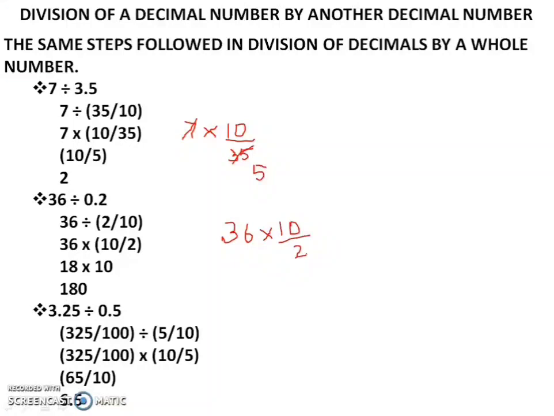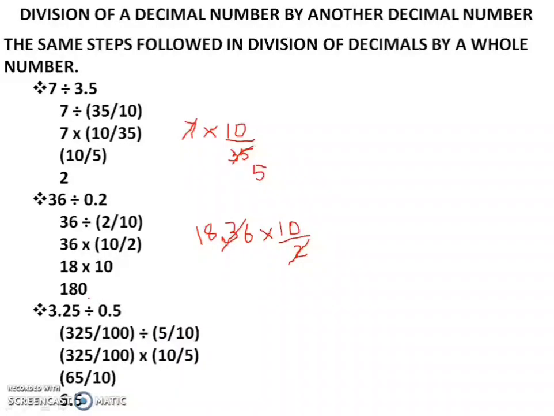Now what can you cancel? You can cancel 36 and 2. How can you cancel? 2 into 18 is equal to 36, isn't it? So what is remaining there? 18 into 10. So the final answer is 180. Third question. Now you can see that your dividend as well as your divisor are decimal numbers.